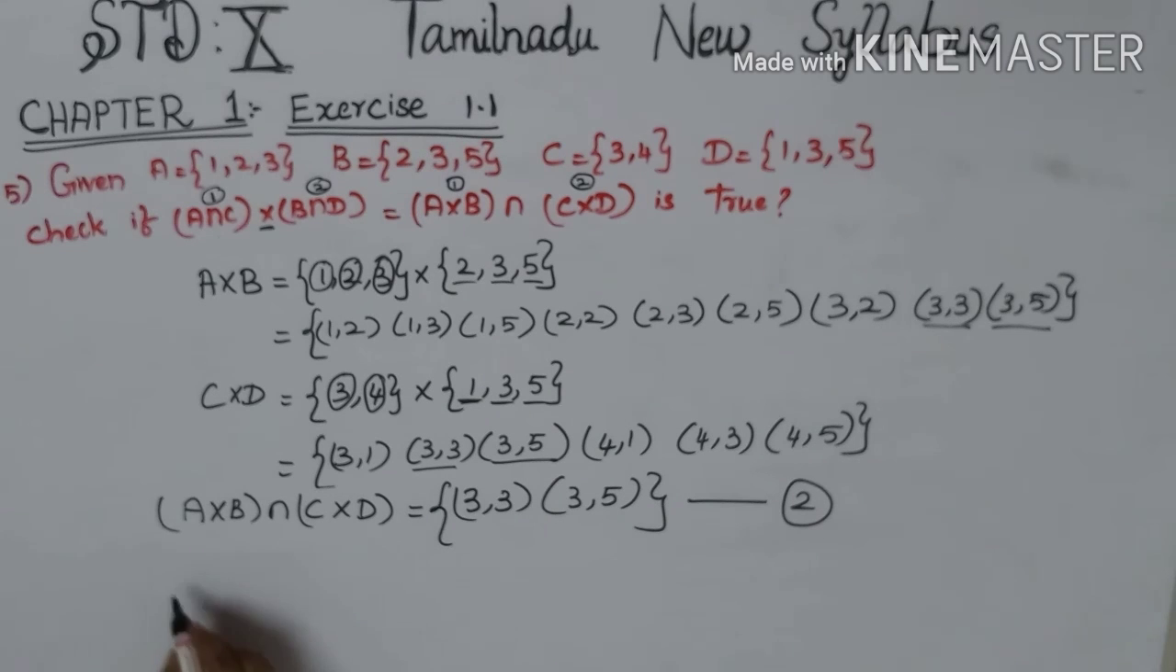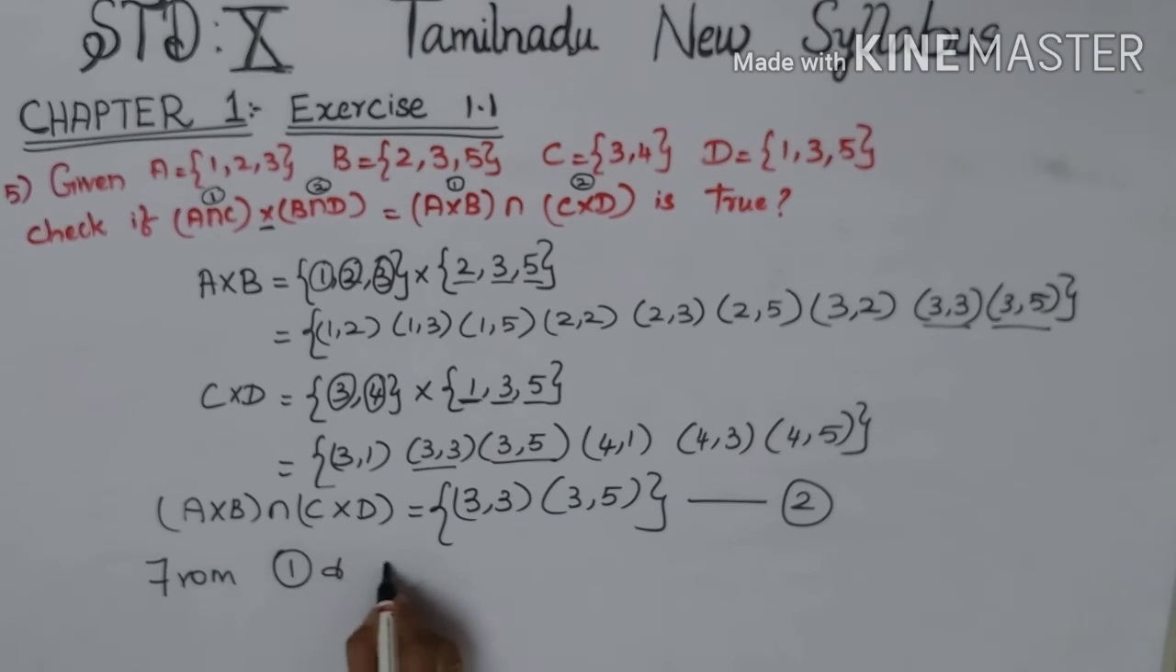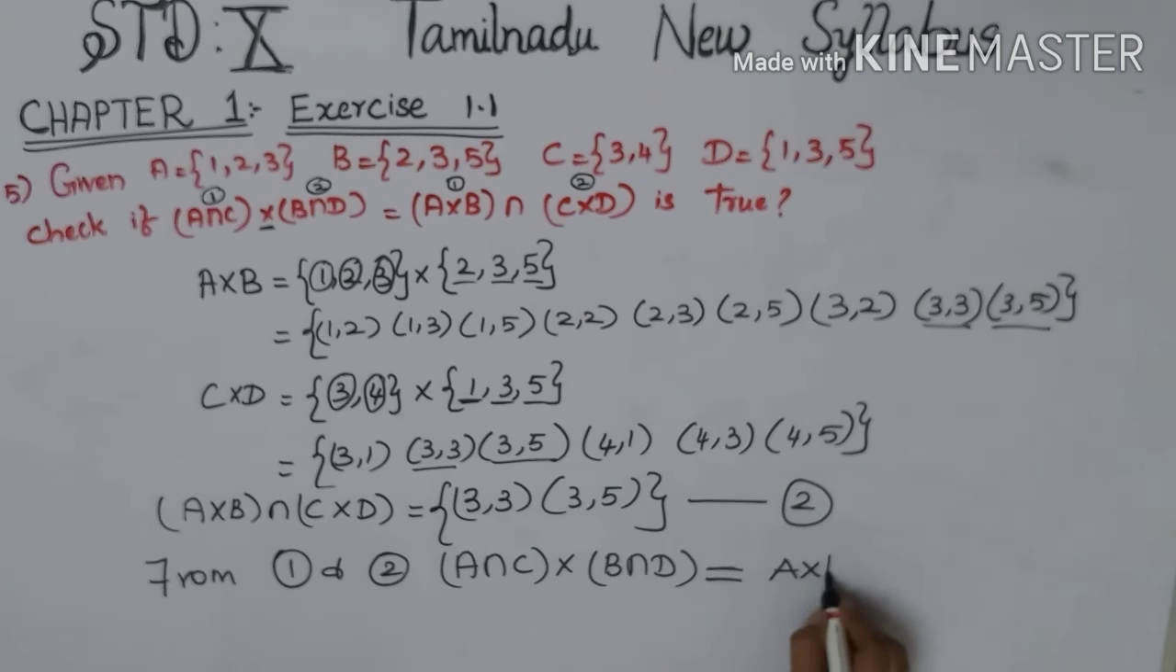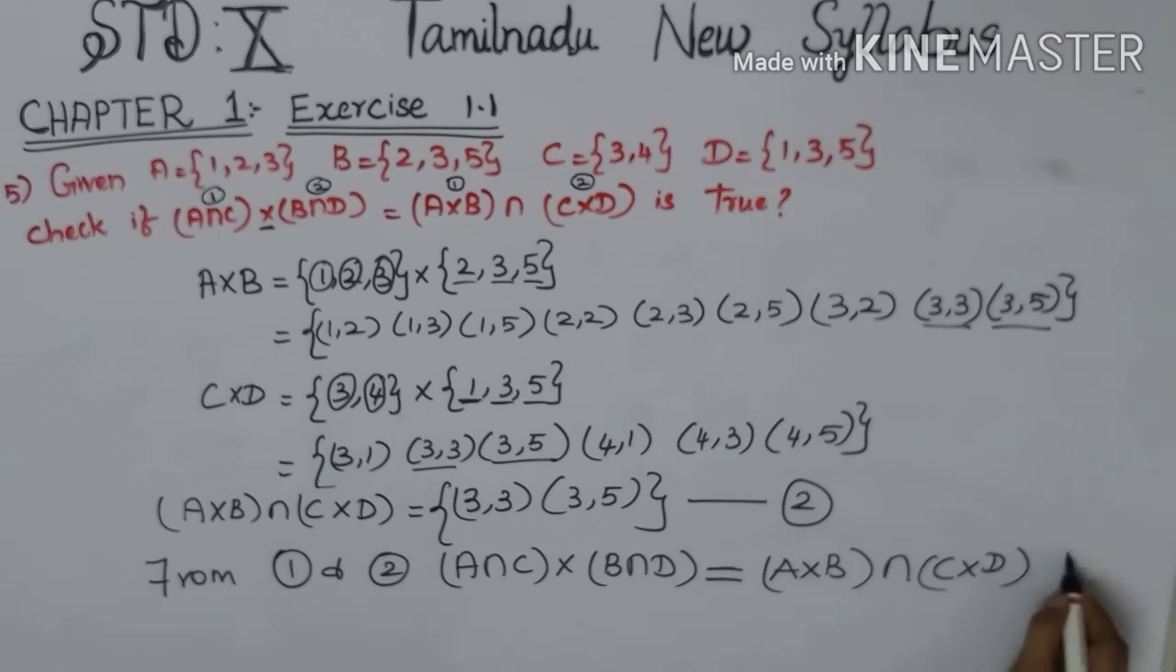Already we have done 1. So 1 and 2 are the same. From 1 and 2 we can say that (A ∩ C) × (B ∩ D) is equal to (A × B) ∩ (C × D), isn't it? Both the answers are equal, so we can write it as true. They have asked you whether it is true or false. So it is given true, and we can give your answer as true. With this your fifth sum is over.